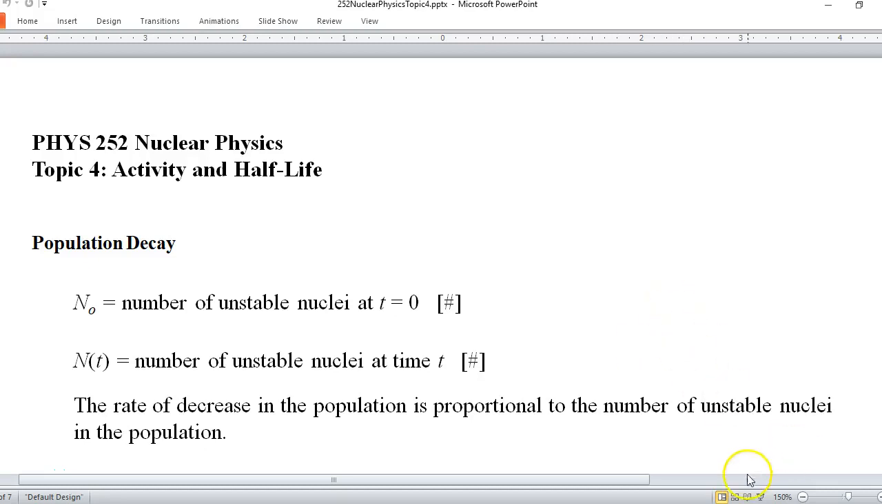Topic 4, activity and half-life. Up to this point we've been talking about the types of radiation. Now we're going to look at the time evolution. What if you have a population of unstable nuclei, how does that population decrease in time? Let's look at that first.